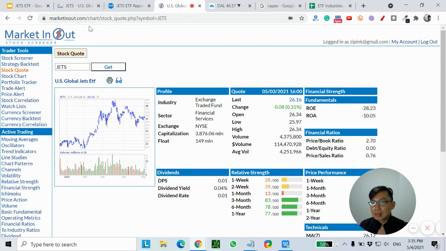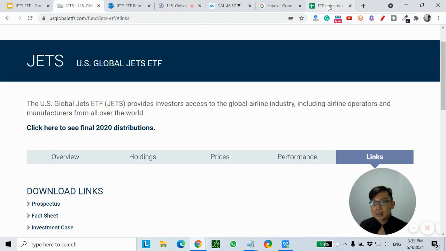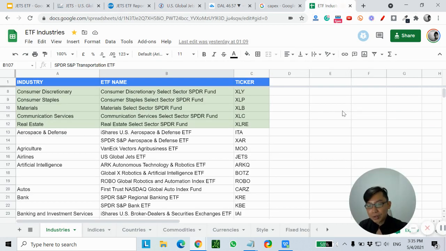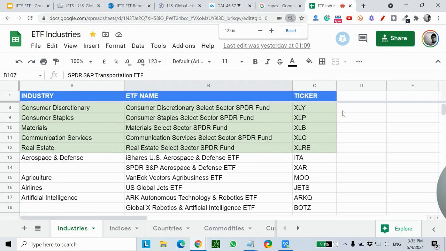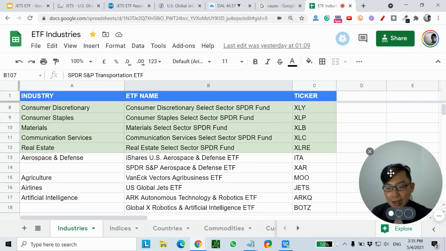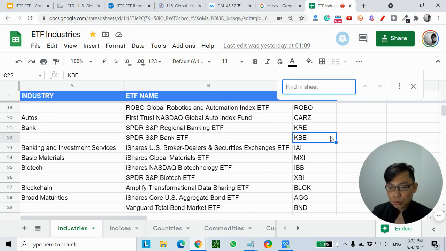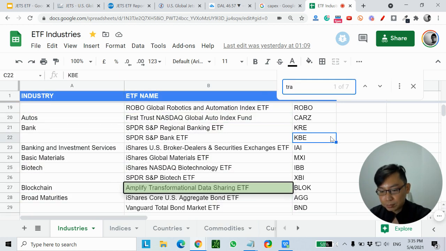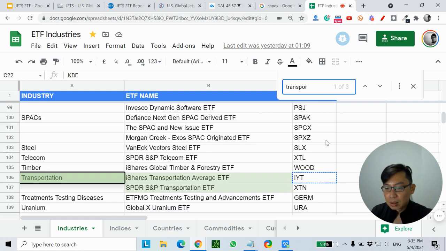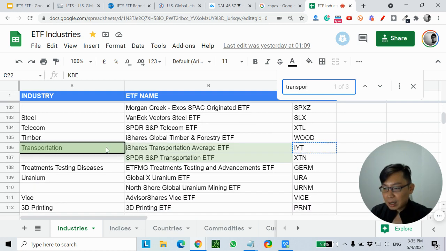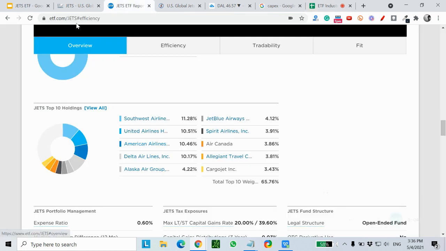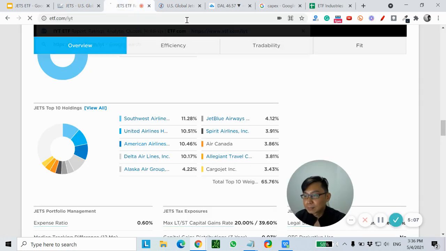I think the closest one I can compare to is the transportation ETF. This is an ETF list that I've curated myself personally. I hope you guys can see over here. Let me try to do a search over here: transportation. You can see that under transportation, there's this iShares and this SPDR S&P Transportation ETF. The ticker name is IYT. Let's take a look at this transportation ETF first. So, go to IYT.